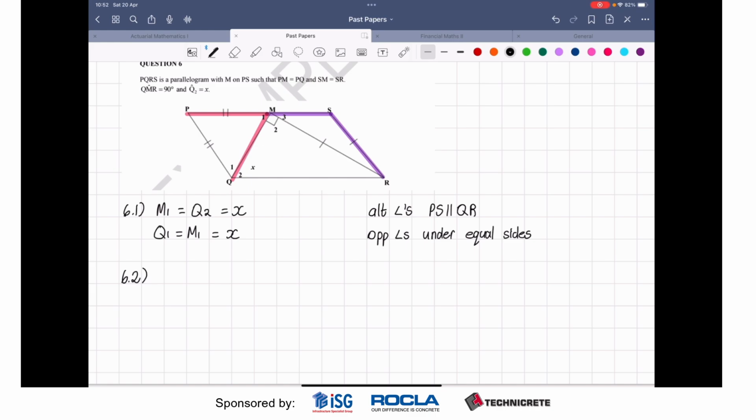So I'll start by saying that angle S is equal to angle Q1 plus angle Q2, and that's equal to x plus x, which is 2x. And the reason is opposite angles of a parallelogram.